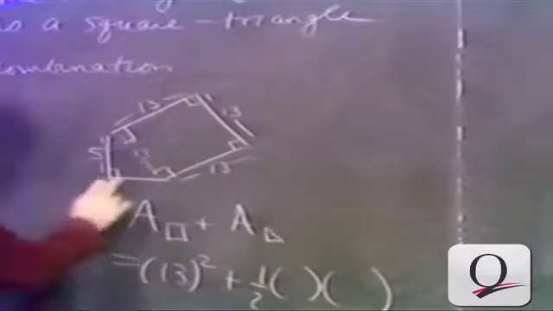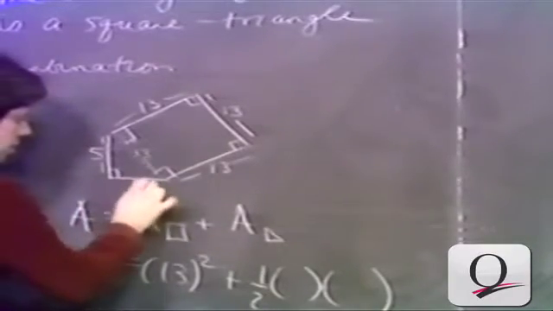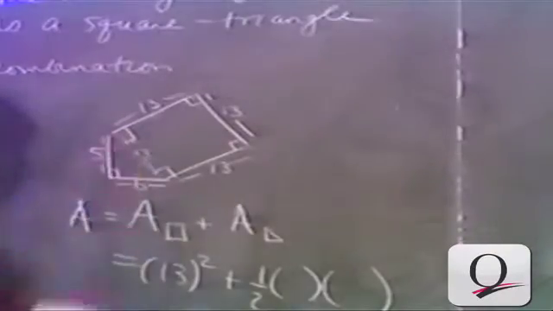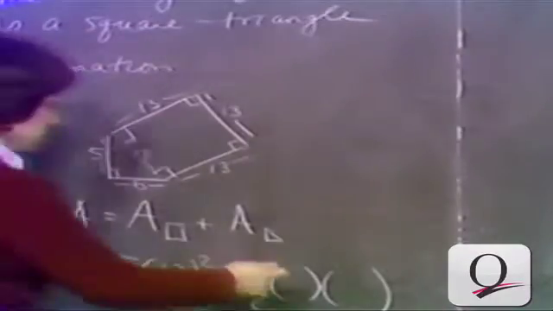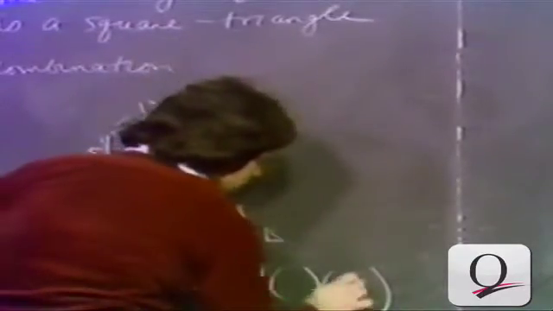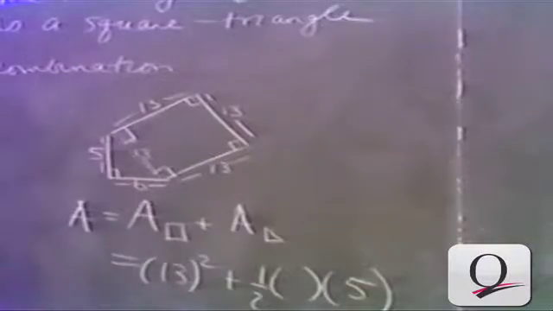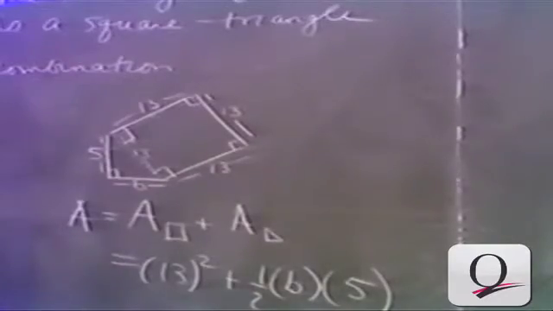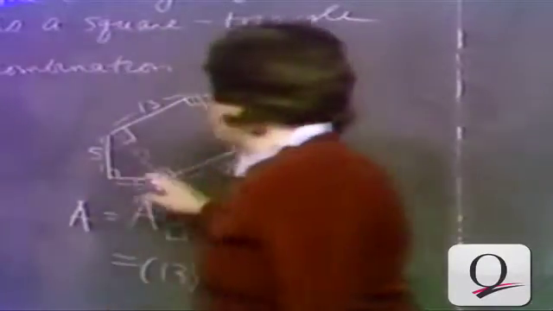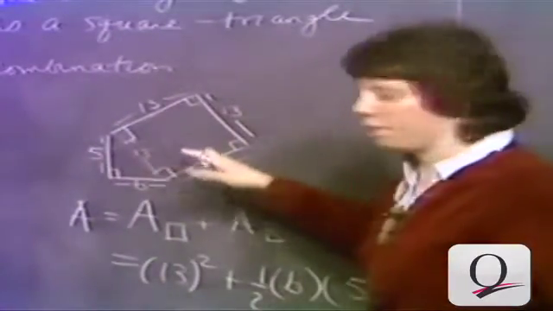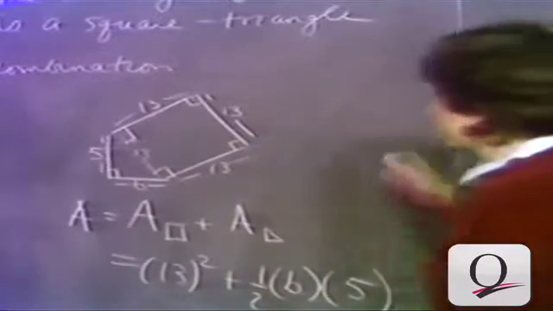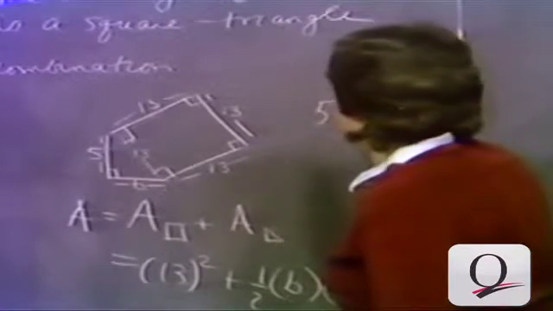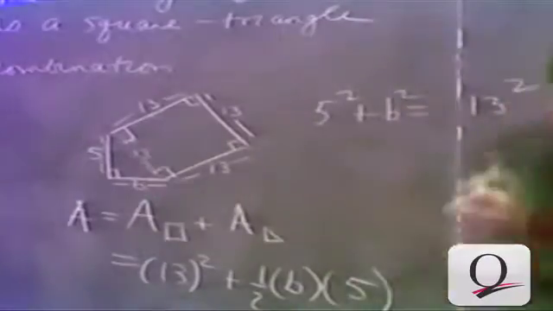Now, let's call the base here b. The height we know is 5. 1/2 base times height. So we know the height is 5. The question is, what is the base? And that's what we have to find. This is b. Okay, but b is a leg of a right triangle, and we know the other leg, and we know the hypotenuse, so we can make use of the Pythagorean Theorem, which says that 5 squared plus b squared is going to be equal to 13 squared.